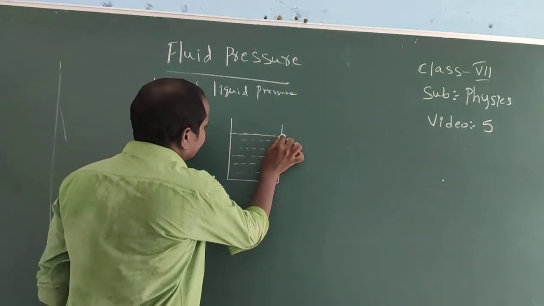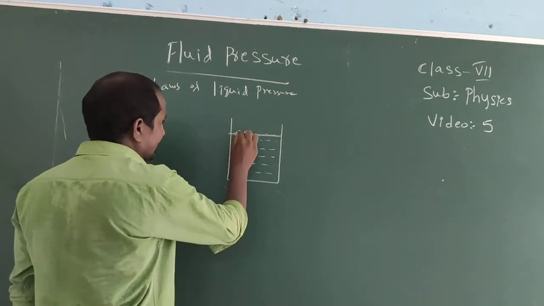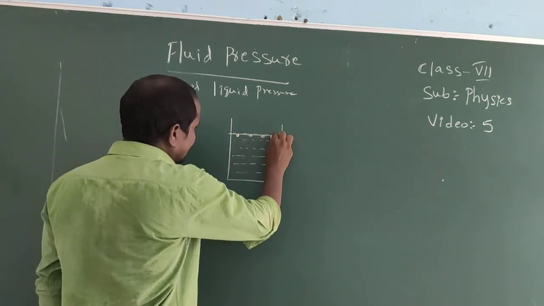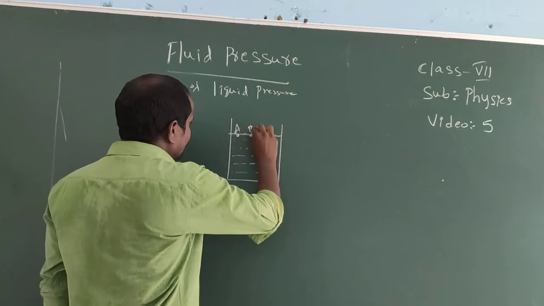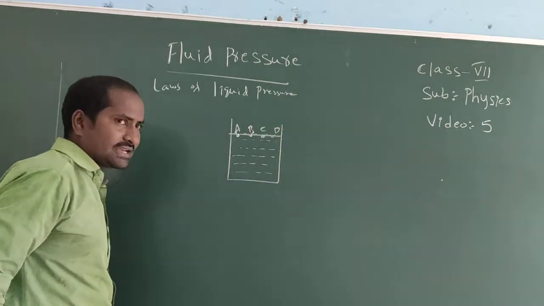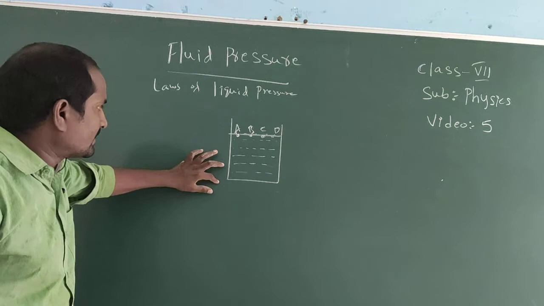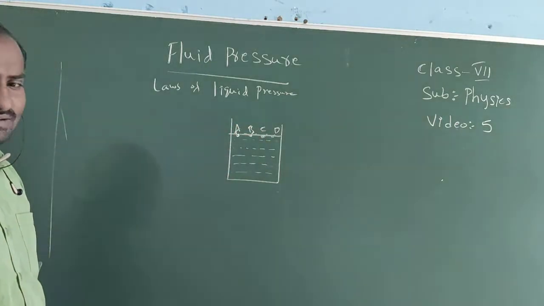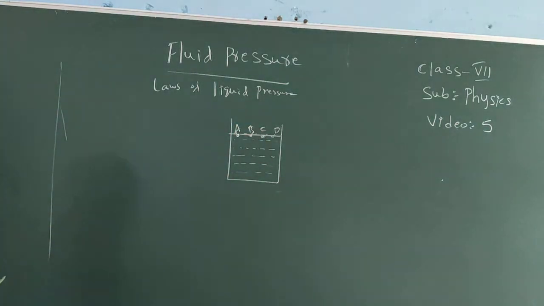Here the liquid presses on the horizontal surface. The liquid presses at a given point. These are the given points: A, B, C and D. At a given point, pressure is the same in all directions.